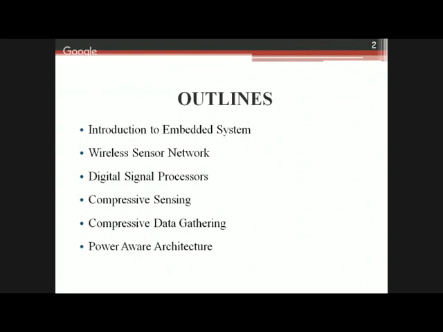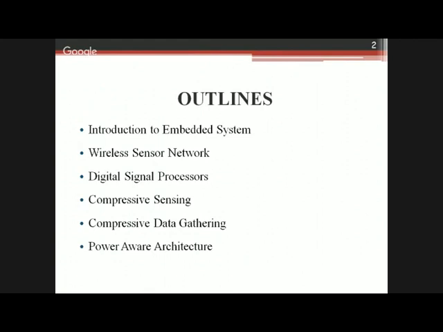And next, compressive sensing. This is the most emerging field today, compressive sensing. It shows how we can avoid the problems that we are having in digital signal processors. So that can be avoided by using the concepts of compressive sensing.